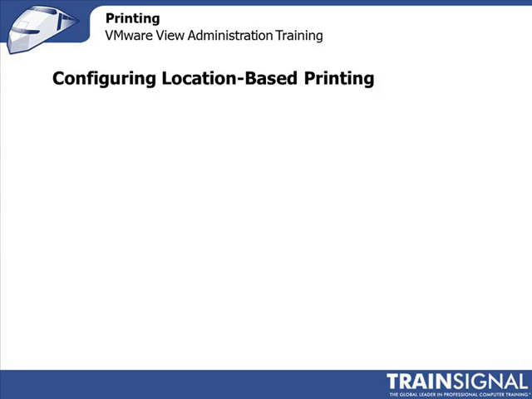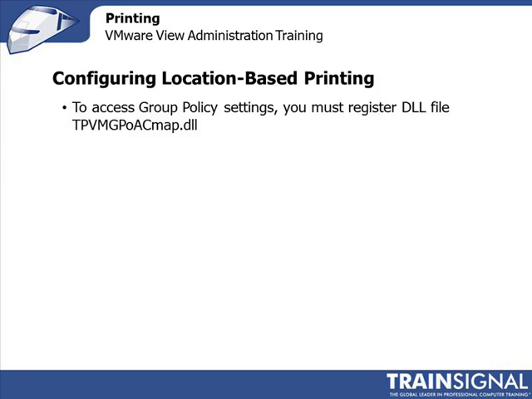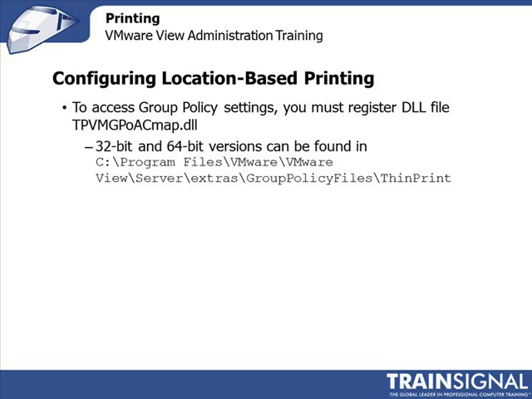So now let's talk about how location-based printing is actually configured. First of all, you have to register a DLL file that ThinPrint provides. The reason why this is delivered as a DLL as opposed to just a normal ADM template is because the mapping interface that you use to create the mapping table is a custom-built GUI interface. There are both 32 and 64-bit versions, and they can be found in the install directory for VMware View Server.